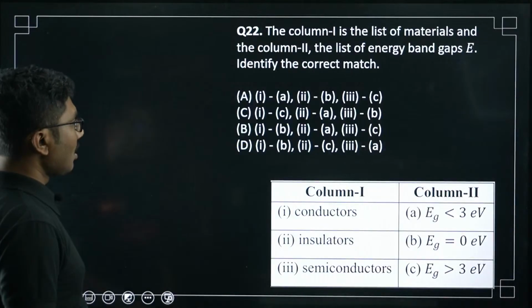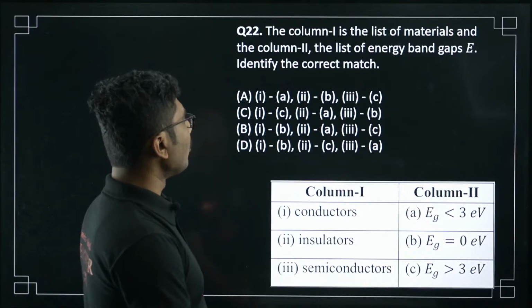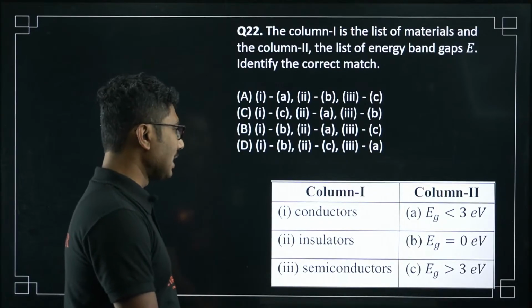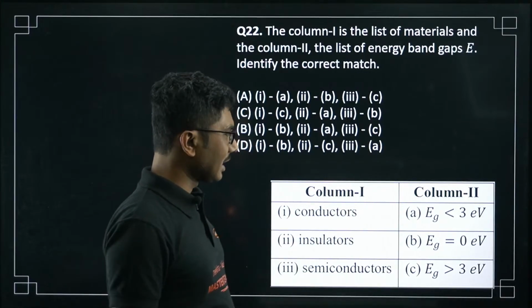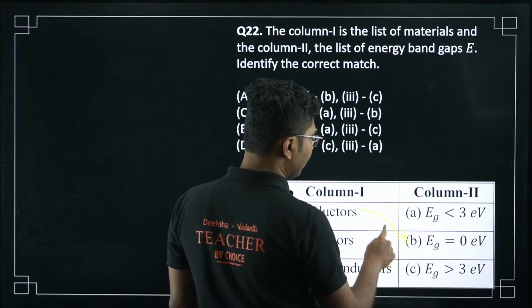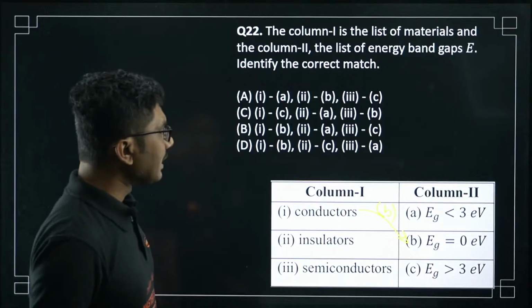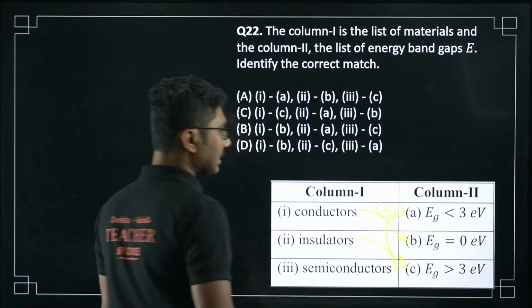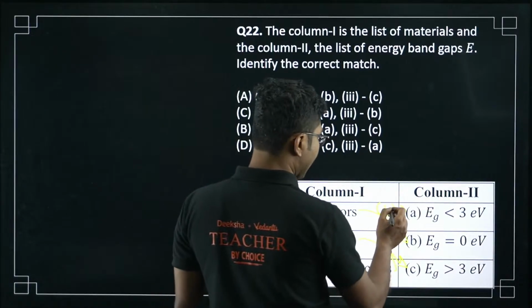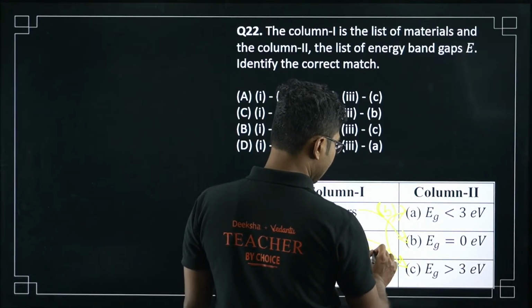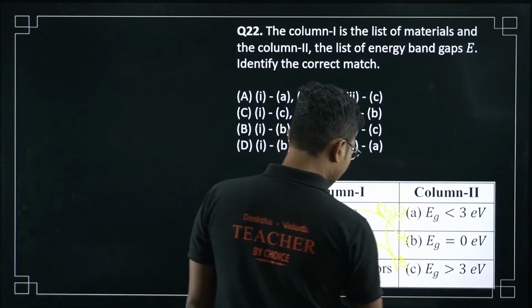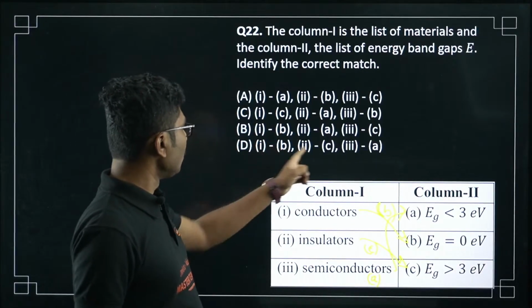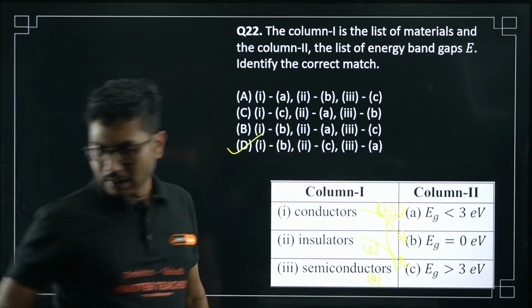Now match the following. Column 1 is the list of materials and column 2 the list of energy band gaps E. Identify the correct match. Conductors, insulators and semiconductors. Conductors have 0 band gap, so it is matching with B. Insulators have very high band gap, so it is matching with C, and semiconductors are generally in between conductors and insulators, so it is matching with A. So 1B, 2C and 3A. So option D is the correct answer for this question.